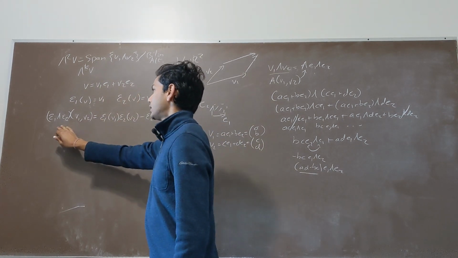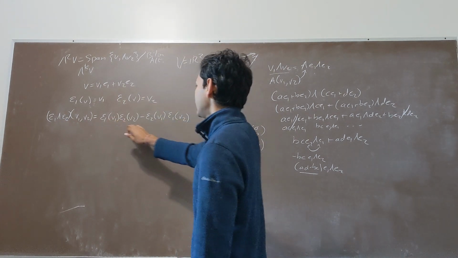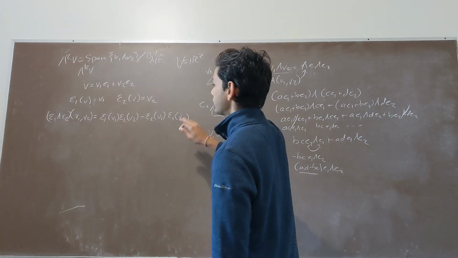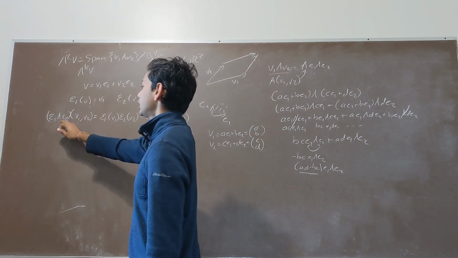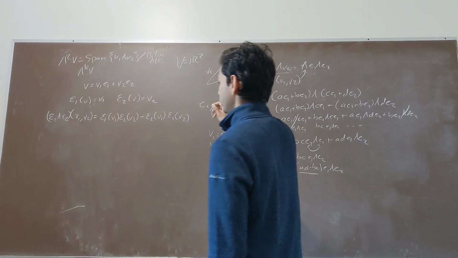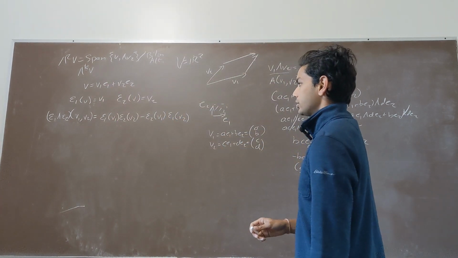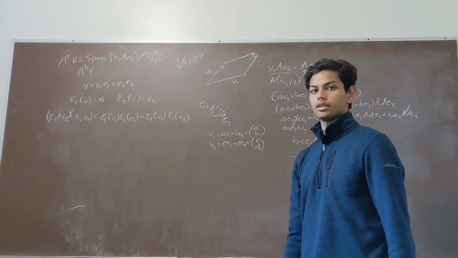And so this is just saying epsilon 1 wedge epsilon 2 evaluated on two vectors is the area of the parallelogram spanned by those two vectors, given that the area spanned by the two vectors E1 and E2 is declared to be 1. And so this gives us a well-defined notion of the area of any parallelogram.